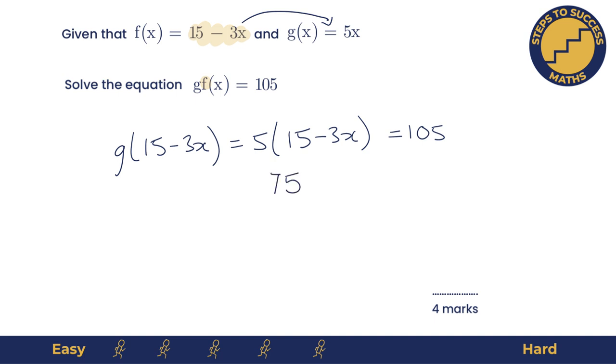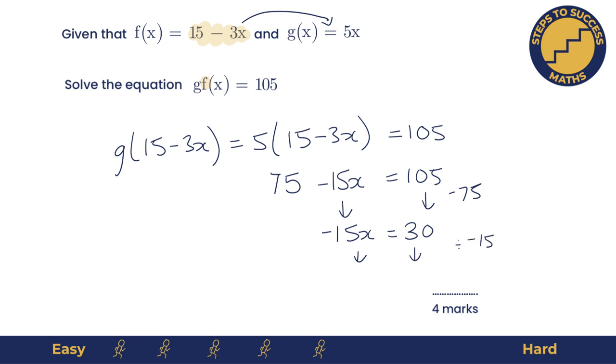So we've got 75 take away 15x is 105. Then we can subtract 75 from both sides of our equation. Negative 15x is equal to 30. And then if we divide it by negative 15, we've got that x is negative 2.